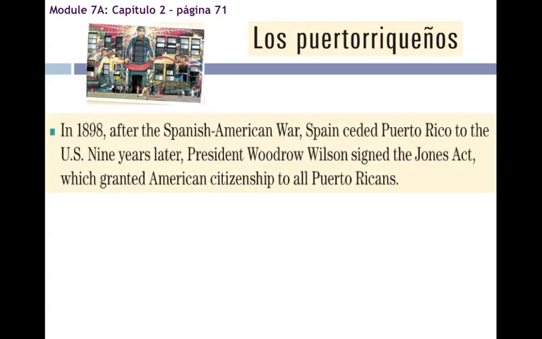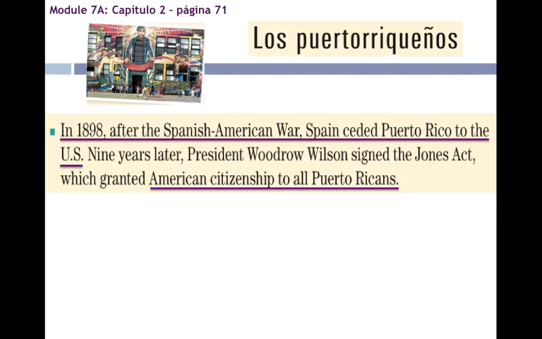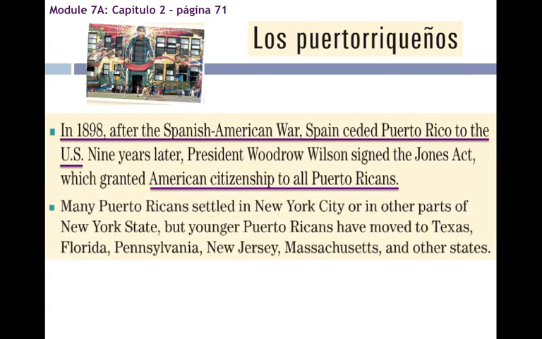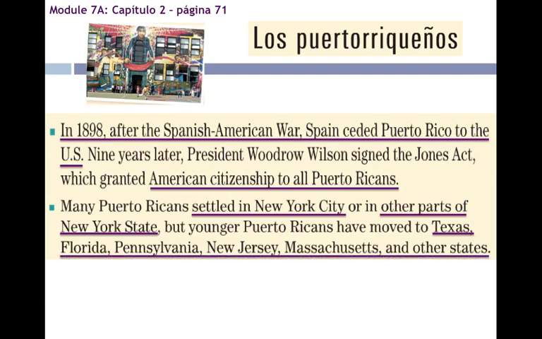Moving on, los puertorriqueños. In 1898, after the Spanish-American War, Spain ceded Puerto Rico to the U.S. 9 years later, President Woodrow Wilson signed the Jones Act, which granted American citizenship to all Puerto Ricans. Many Puerto Ricans settled in New York City or in other parts of New York State, but younger Puerto Ricans have moved to Texas, Florida, Pennsylvania, New Jersey, Massachusetts, and other states.